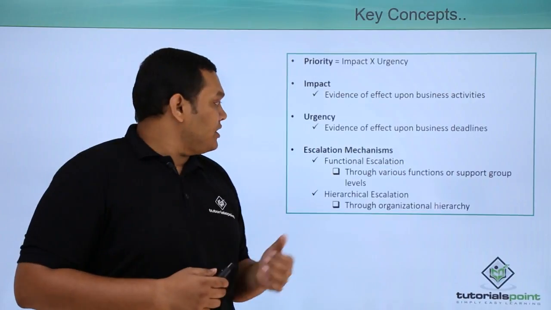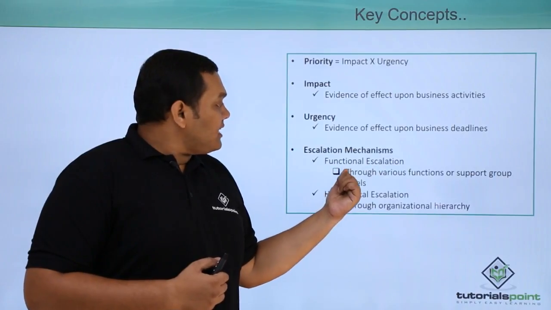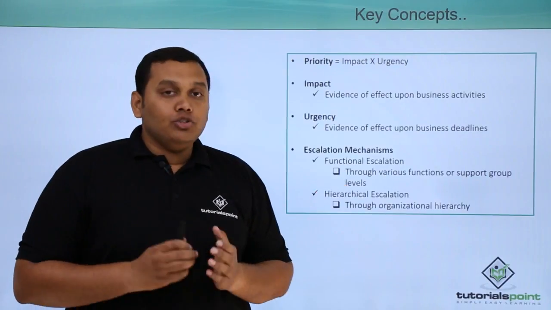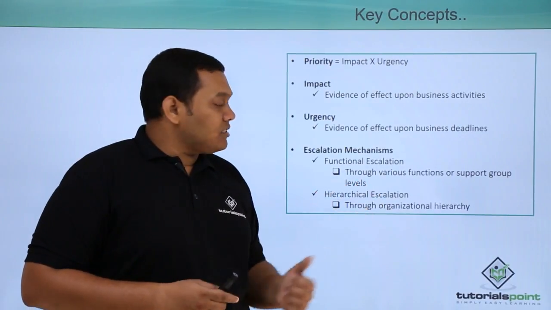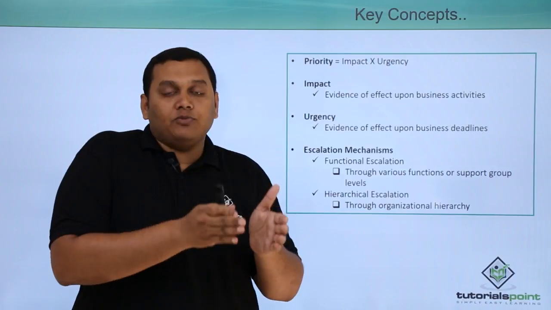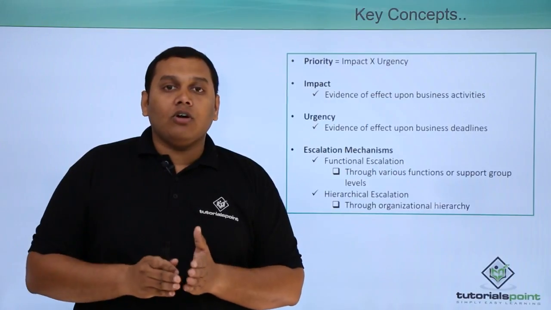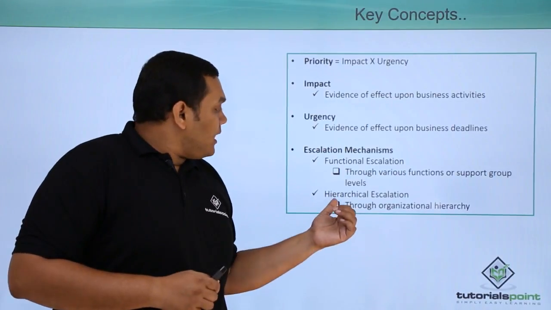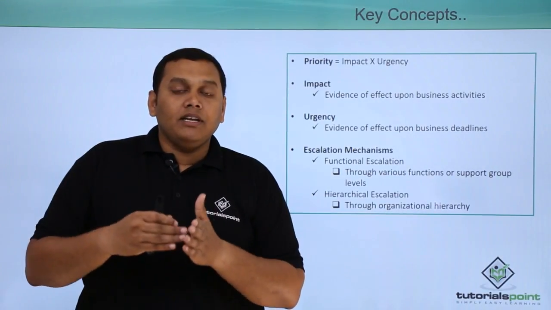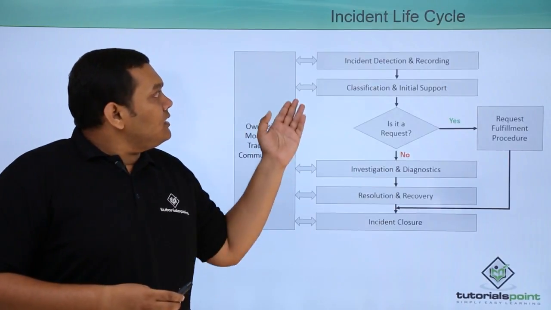Coming to escalation mechanisms, there are two types: the first is functional escalation and the second is hierarchical escalation. What is functional escalation? It is escalation through various functions or support group levels. For example, in a network failure, sometimes the network team or the storage team will coordinate based on a network switch failure or a storage device failure. Hierarchical escalation is through organizational hierarchies, that means through service desk staff, service desk team lead, service desk manager and service line manager, etc.